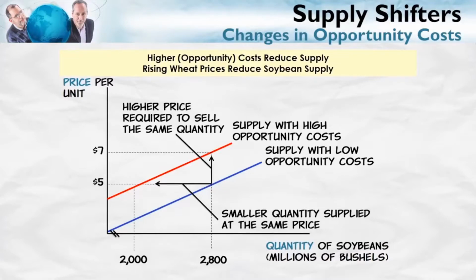Now that the price of wheat has gone up, there's an alternative. There's an opportunity. The farmers could instead grow wheat. That means that farmers are going to take some of their land out of soybean production and move it into wheat production. So to produce the same quantity of soybeans, the farmers are going to require a higher price because their costs are now higher. Their alternative, their opportunity cost, is higher. Or to put it differently, at the same price of soybeans, farmers are now going to be willing to supply fewer soybeans because they've got other things to do with their land, such as growing wheat.